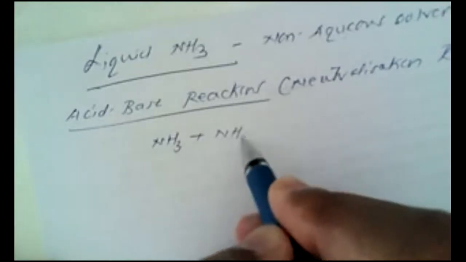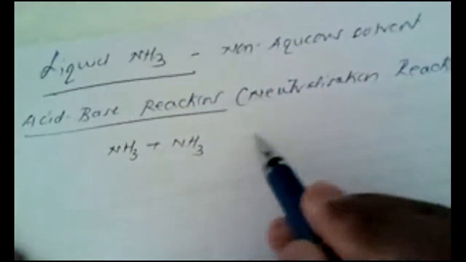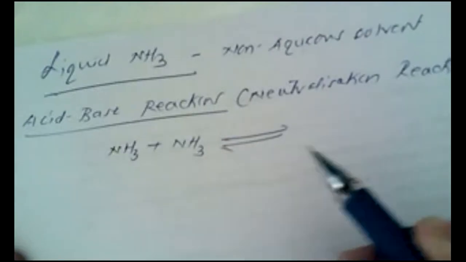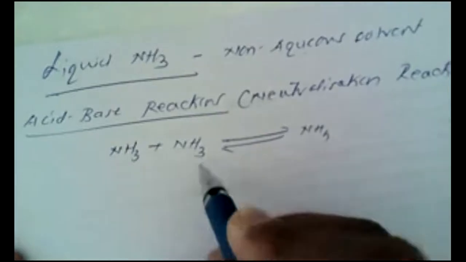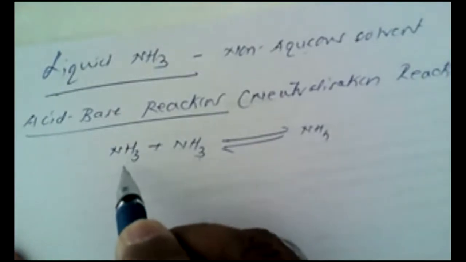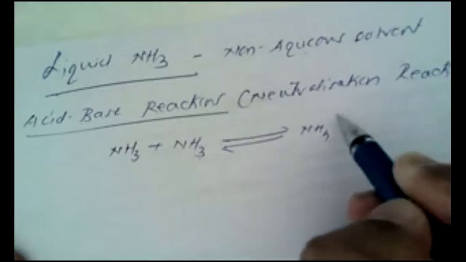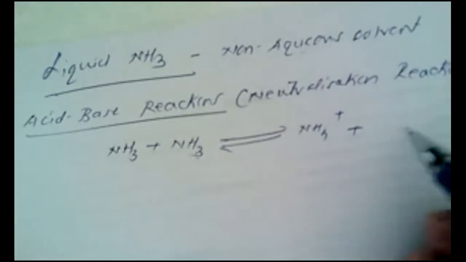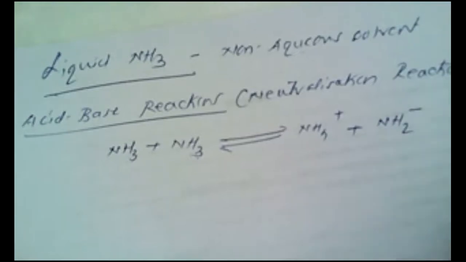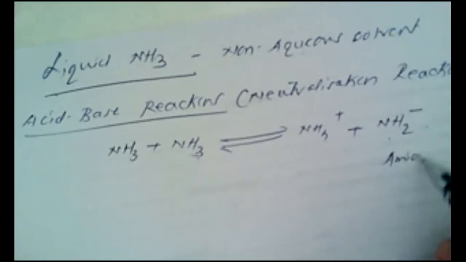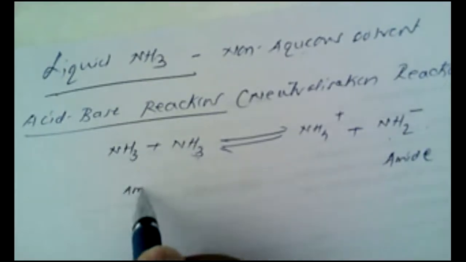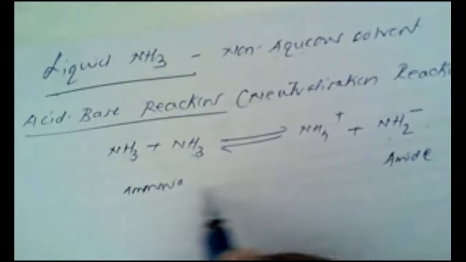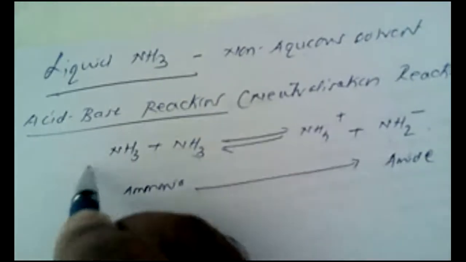So when two molecules of liquid ammonia react with each other, you have to see these reactions very carefully. One of the ammonia molecules accepts the proton, that first of all dissociates and gives its proton so as to form NH4 plus. So there is one proton that is given by this NH3, and hence it becomes NH2 minus. This NH2 minus is known as the amide. So ammonia can form an amide. This is the first reaction.